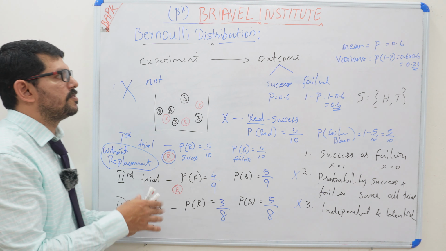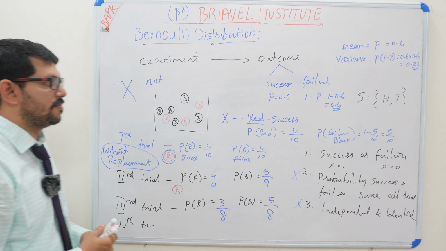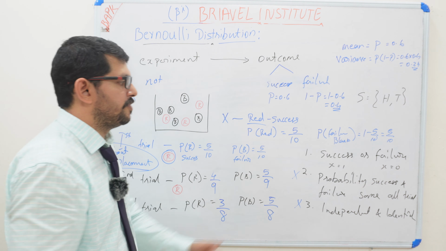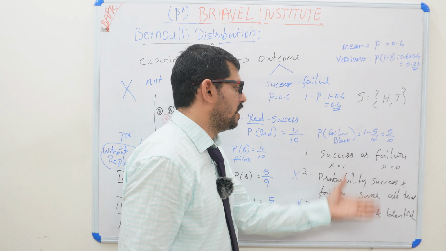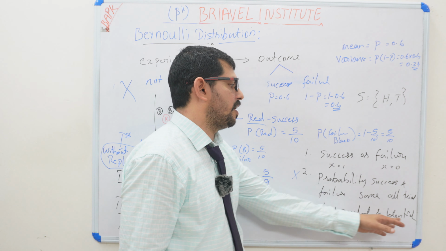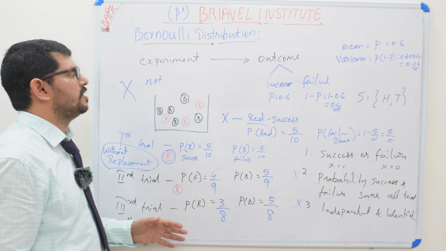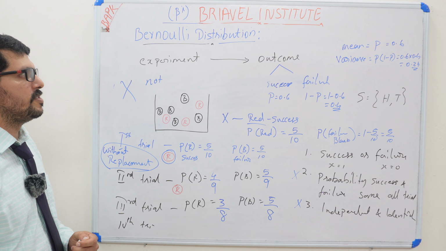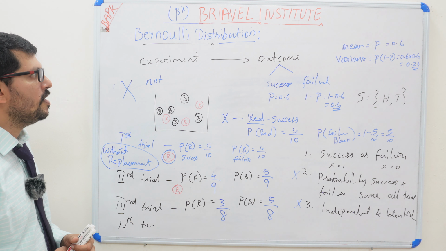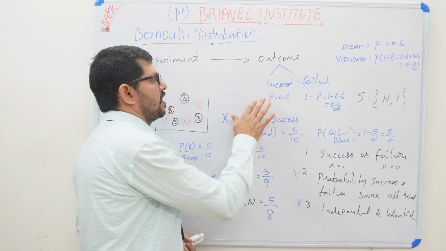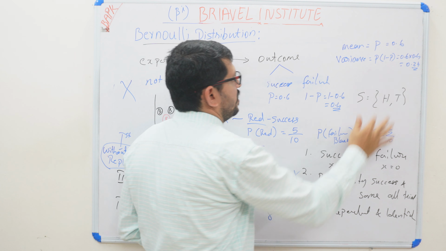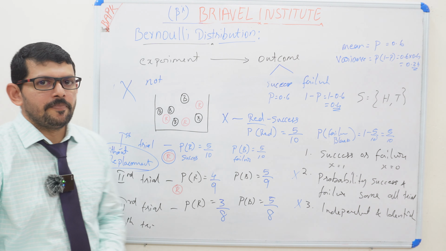So we understood what a Bernoulli's trial is. We should have some success and failure, and the probability of success and failure for all the trials should be equal, and the trials should be independent and identical. That is the basis of the Bernoulli's distribution. Hope you understood about the Bernoulli's distribution, how to find out the success and the failure outcomes, and what the mean and the variance are. Thank you.